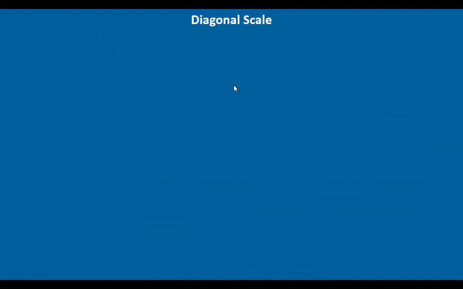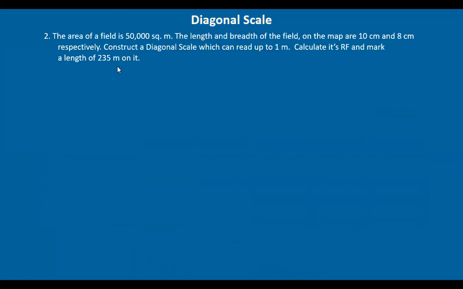Okay, now here again the area of the field is given, an area problem. The area is representing this area, 10 by 8 centimeters. A rectangle is given, and this is representing this 50,000 square meters area originally. Now let's find out the RF again.